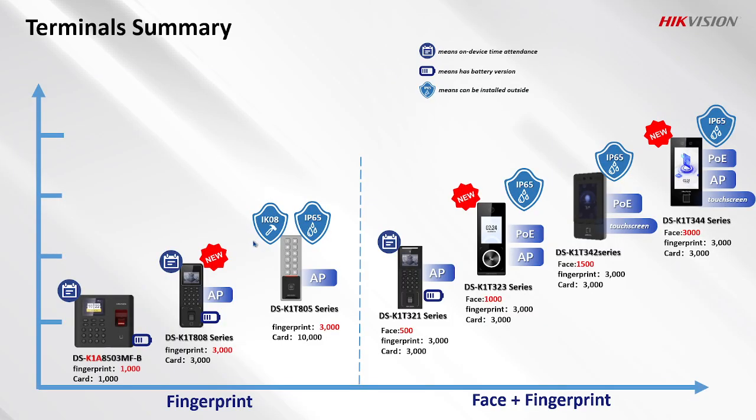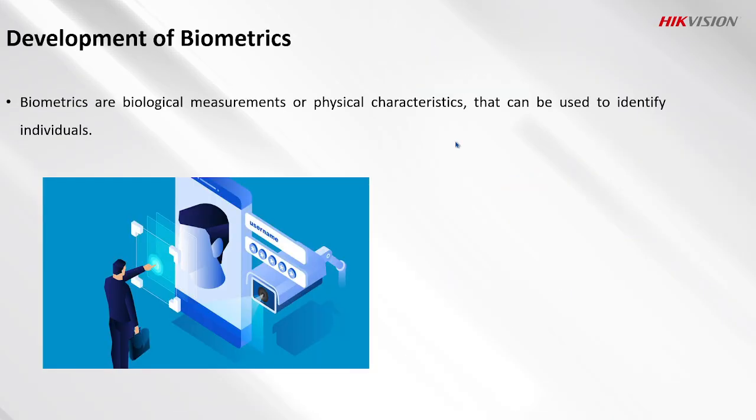Then in terms of the summary of these terminals, we start with the fingerprint terminals. So we have the 8503 terminal, we have the 808 and 805. Then now we go to the face and fingerprint terminals. Here we look at 321, 323, 342 and 344 series. So when we talk about this, I understand we have so many variations. So based on your project needs, we can always discuss and I help you to decide which terminal you are going for and which solution you are going for.